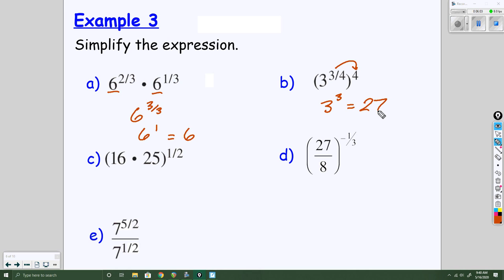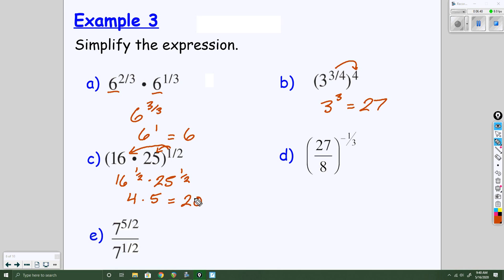In part C, we're going to apply that power to each factor, right? So 16 and 25. So it's going to be 16 to the 1/2 power times 25 to the 1/2 power. A lot of people say distribution, but I like applying the power to each factor. All right, I think that's a little bit more explicit. Now from here, 16 to the 1/2 power is just the square root of 16, which is 4. Same thing here. So the square root of 25 is 5. So this is really just 4 times 5, or 20.